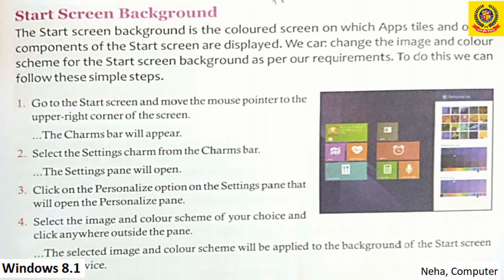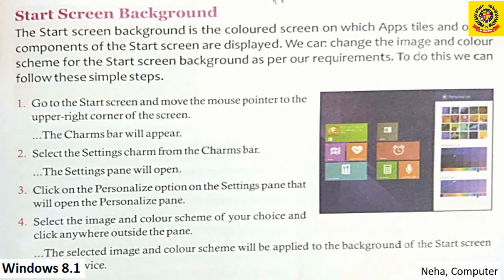Next is the start screen background. The start screen background is the colored screen on which app tiles and other components of the start screen are displayed. We can change the image and color scheme for the start screen background as per our requirement. Now, we know that there are many app tiles and other components present on the start screen. We can change the background of the start screen.